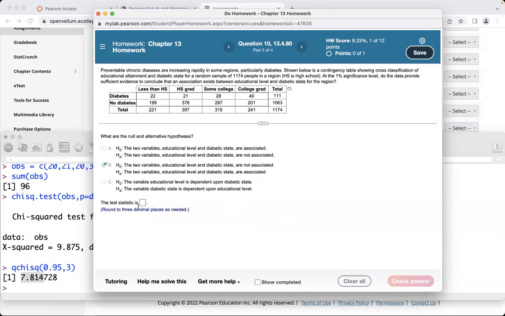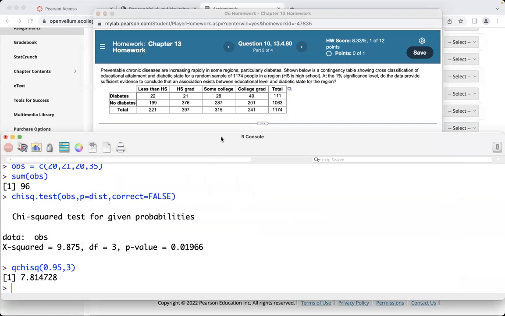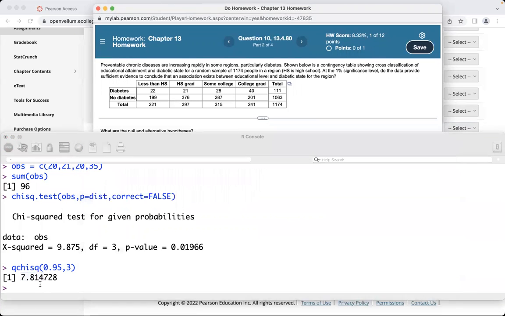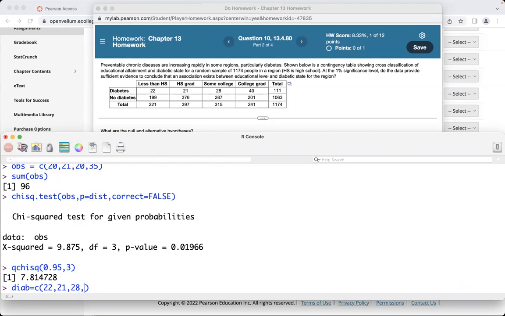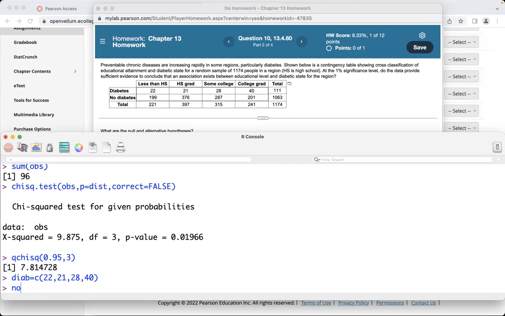Now, to compute this test statistic, we have to enter our data as a matrix. If we run a chi-squared test on a matrix or on a table, it runs the chi-squared test for association or homogeneity, which is a slightly different test than the goodness of fit test. To store it as a matrix, I'm going to store the two rows here. The diabetes: 22, 21, 28, and 40. And then the no diabetes, just call it no, is 199, 376, 287, and 201.